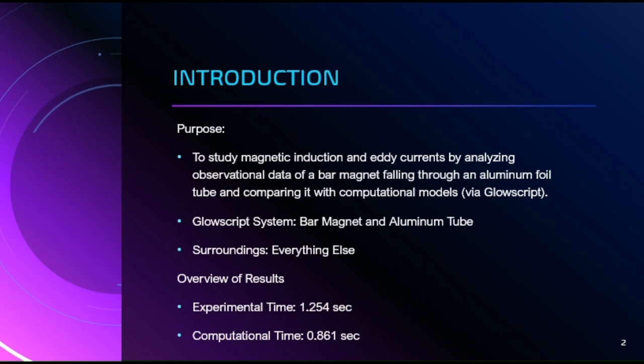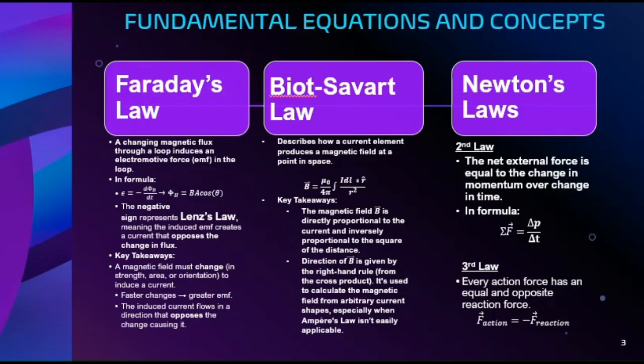In my system, the magnet and the aluminum tube are the focus, and everything else, like the air and external environment, is considered part of the surroundings. In the experiment, the fall time of the magnet was 1.254 seconds, whereas in the simulation, the magnet fell in 0.861 seconds, which gave me a starting point for analyzing potential discrepancies.